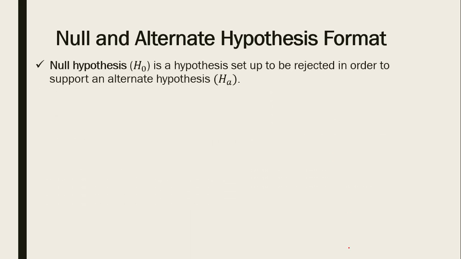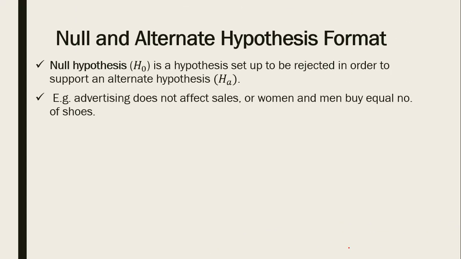Third most important and commonly used format of hypothesis writing is null and alternate hypothesis. Null hypothesis represented by H naught is set up to be rejected in order to support an alternate hypothesis. For example, advertising does not affect sales for women and men by equal number of shoes. Now, these two hypotheses are set up to be rejected in favor of alternate hypothesis.